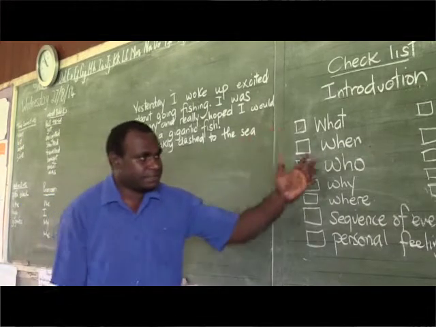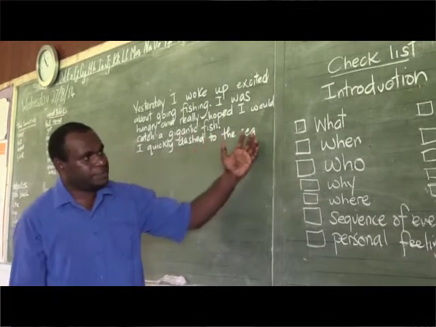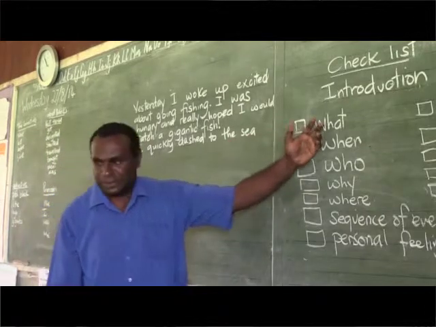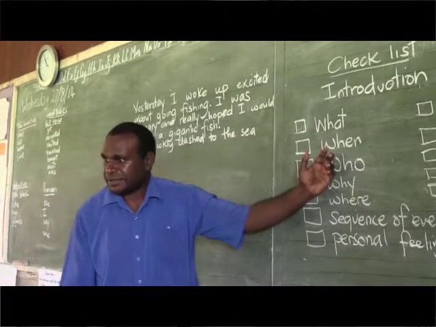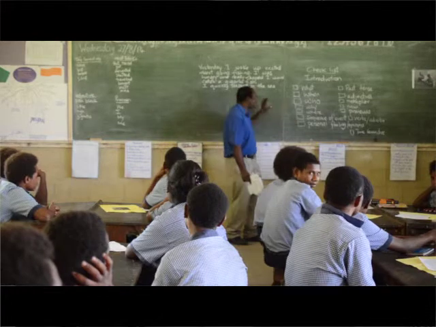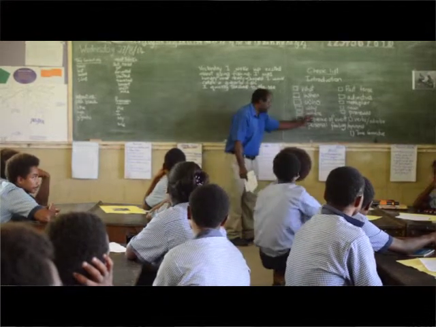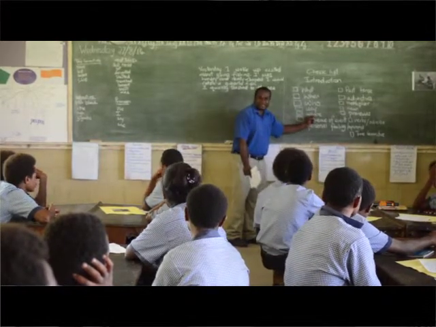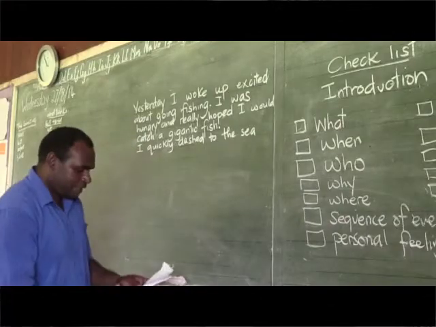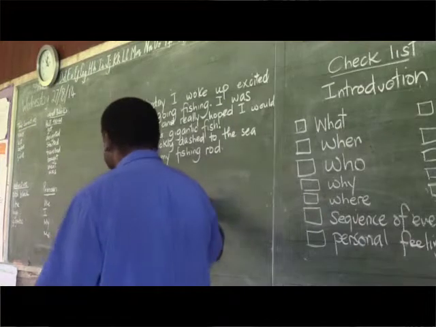Let's check our checklist. We have C here. Is it something to do with what? What is it referring to? The sea. Very good. It refers to where. So I think we are all right with our checklist. We continue. All right. This is our sentence.